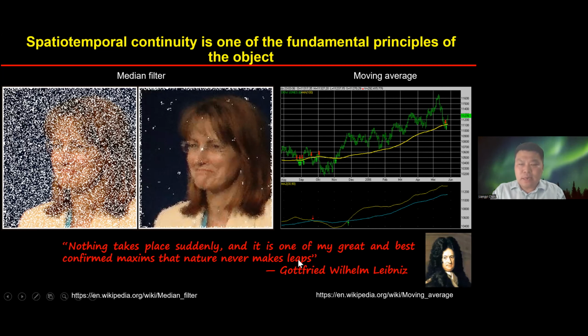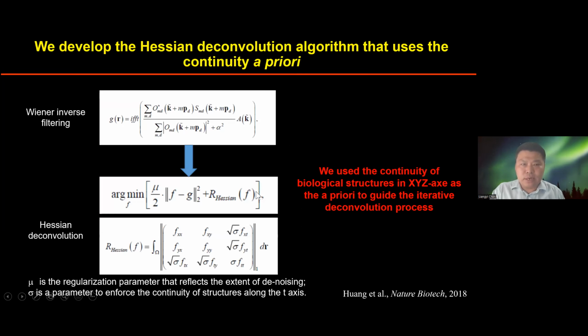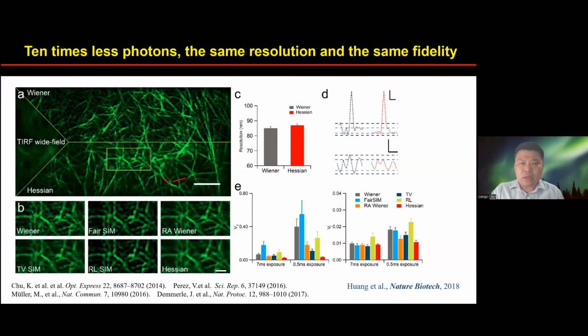So we propose that there is a very strong and general prior knowledge, which is the spatial-temporal continuity of the object being studied, which can be used to constrain the reconstruction process. So we changed the original Wiener inverse filtering into a deconvolution process, adding the continuity on X, Y, and T as the penalty to guide the reconstruction. What we have achieved, as you can see here, is 10 times fewer photons but with the same quality of data as shown here.